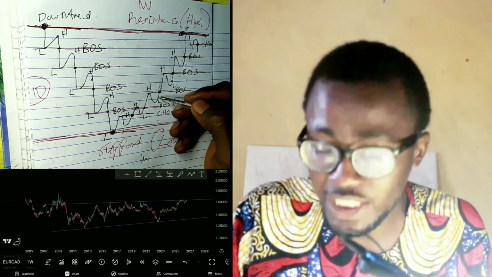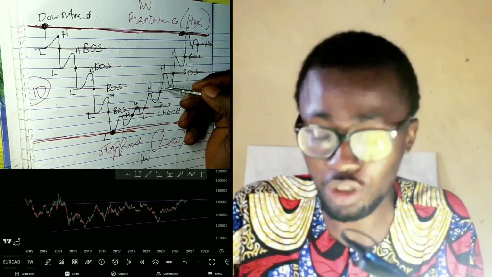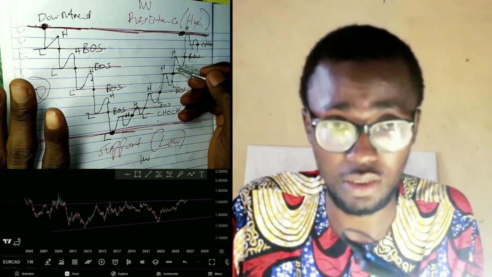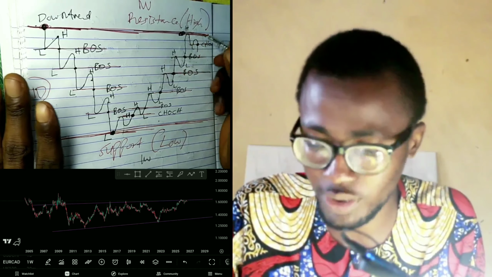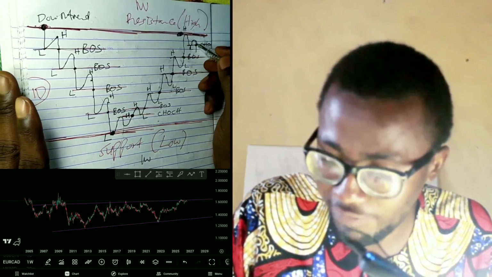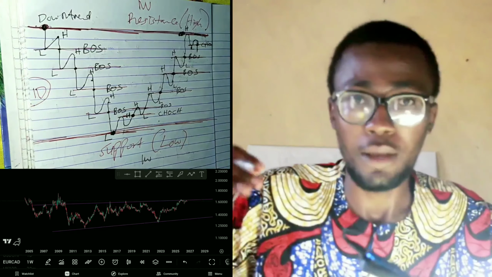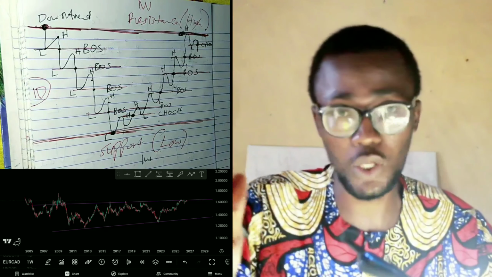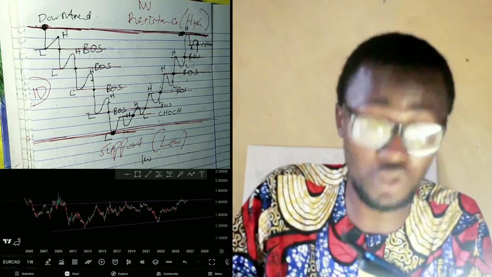it's called break of structure. So break of structure means that the trend continues. It continues the uptrend. So as it broke this high, it continues the uptrend. Now look at this low here. Instead of it coming and breaking this high here, it reverses, broke this low. So it leads to what they call change of character. So break of structure means that it continues the uptrend.